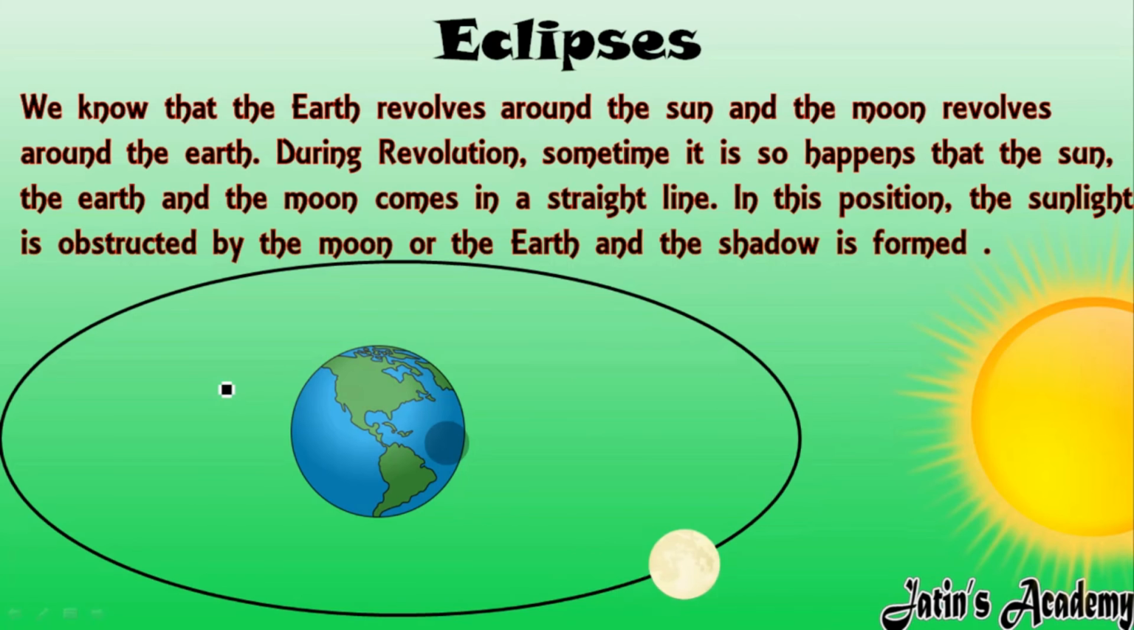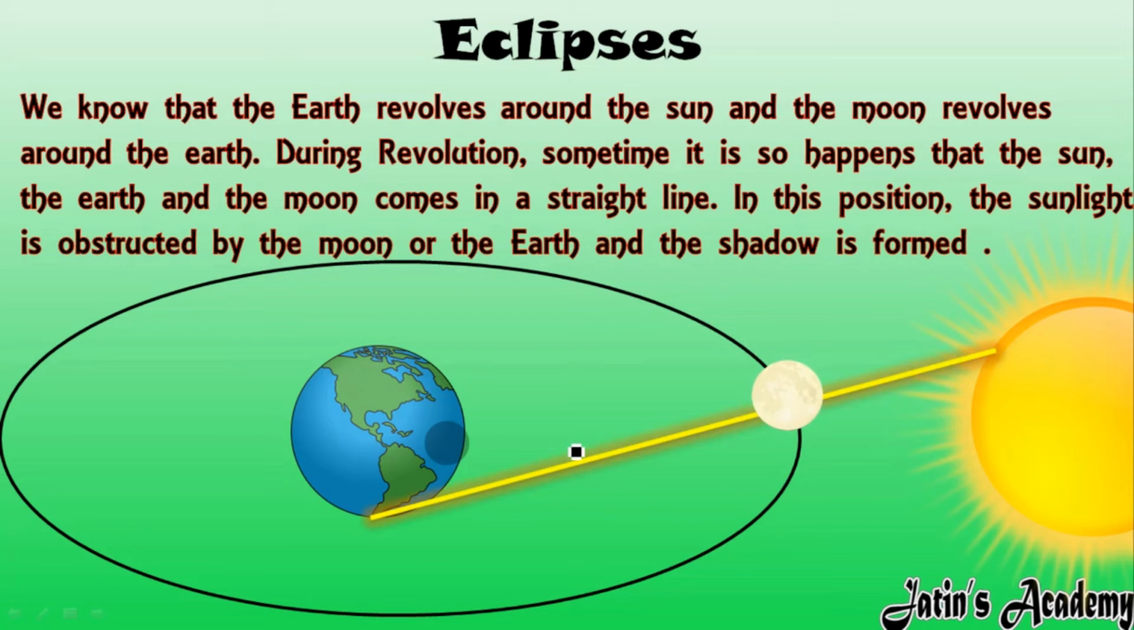Okay. So the third application of rectilinear propagation of light is eclipses. So what do we mean by eclipses? See carefully. As we know, the earth is always rotating and revolving around the sun, and the moon is always revolving around the earth. And there is one phase when the sun, moon and earth all come in a straight line. Whenever the earth, sun and moon come in a straight line, either the moon casts a shadow on the earth, or sometimes the earth casts a shadow on the moon.